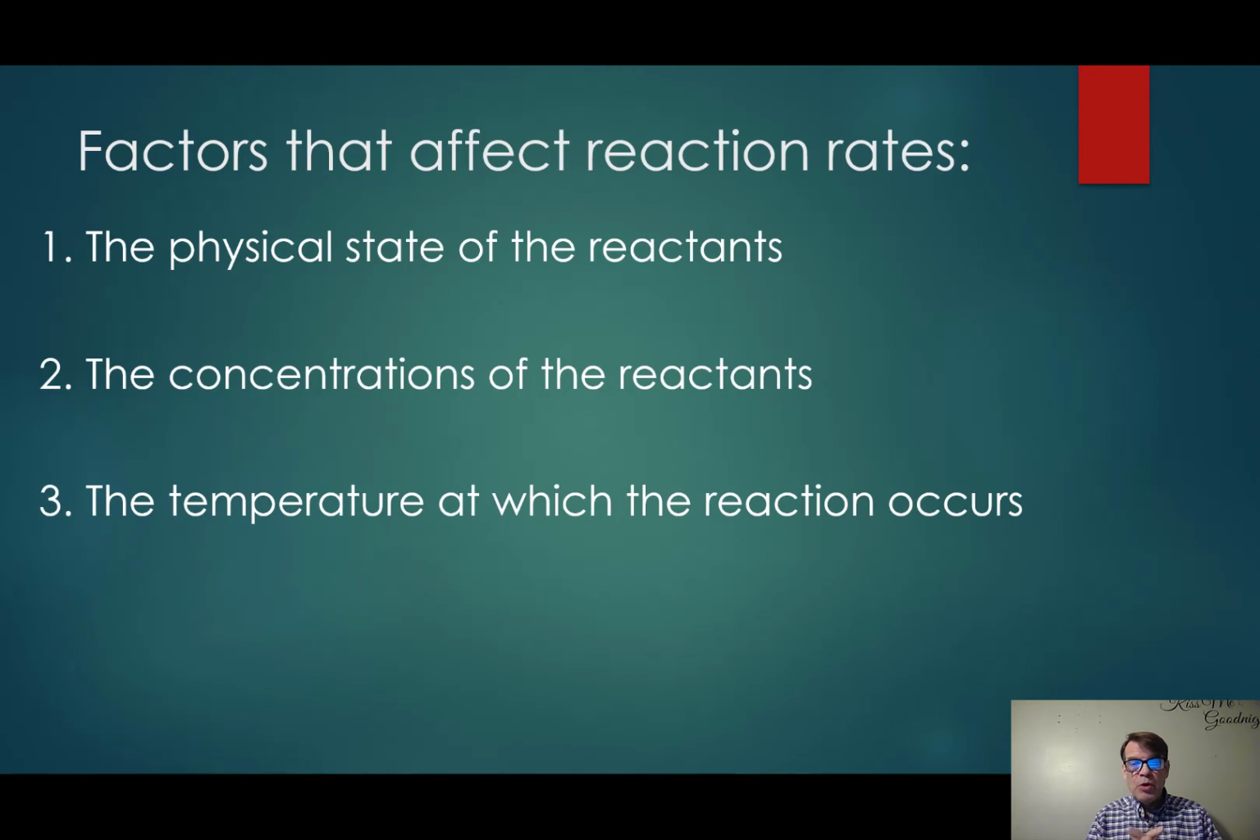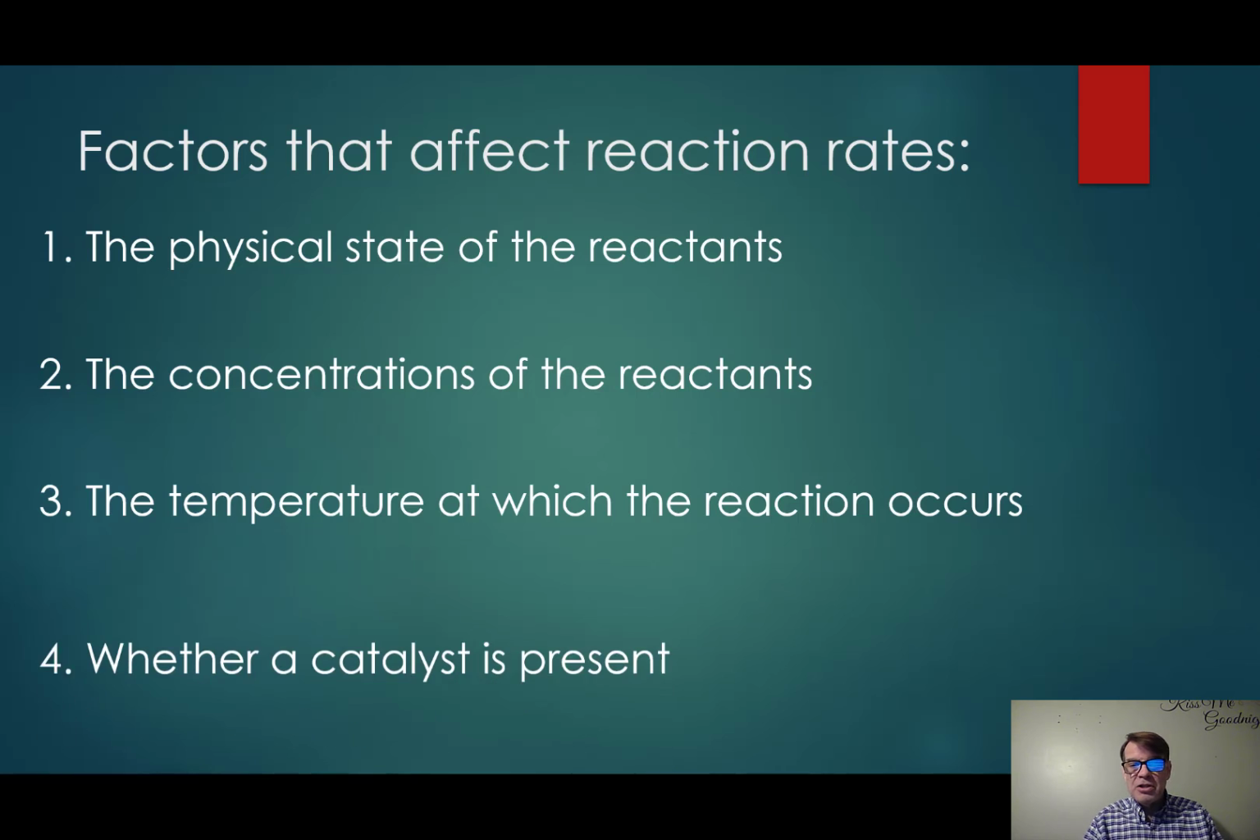Third, the temperature at which the reaction occurs. Temperature basically refers to how much the atoms and molecules are moving, and a higher temperature means they're moving a whole lot more than at a lower temperature. And if things are moving, then they're going to run into each other. If you have two slow-moving people, maybe they'll run into each other, maybe they won't. But if you have a bunch of people running around a room, somebody's going to run into somebody. So the higher the temperature, the faster the rate that the reaction is going to occur.